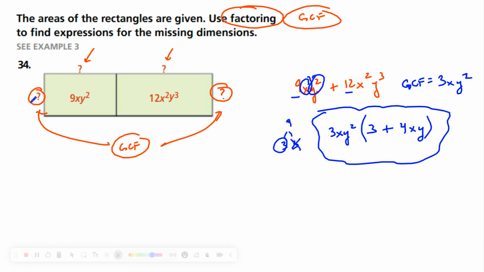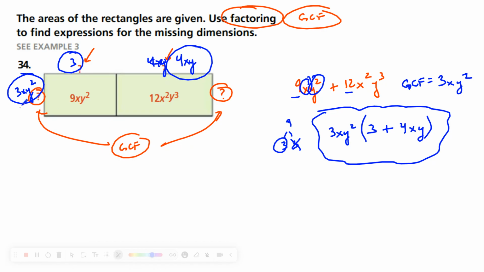So the question mark on the far left, which is the GCF, will be 3xy squared. This top question mark, which goes along with the 9xy squared, which is my first term, will just be a 3. And then my second dimension, which goes along with the 12x squared y to the third, is 4xy. And there's your question marks.